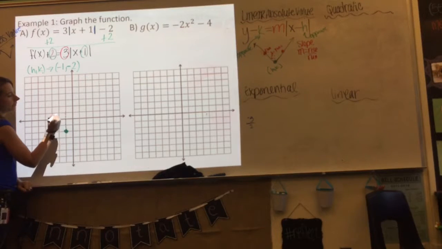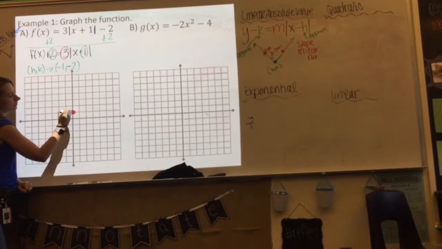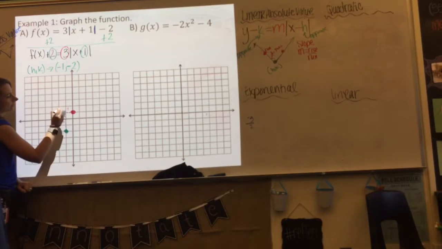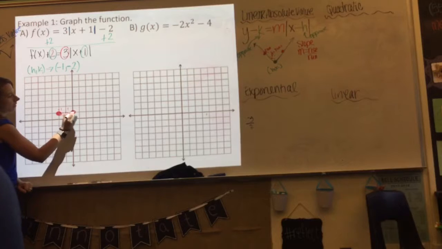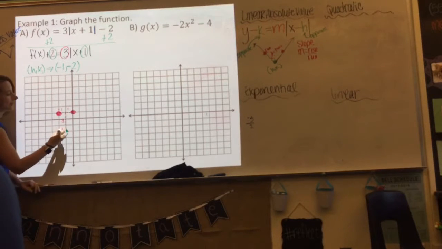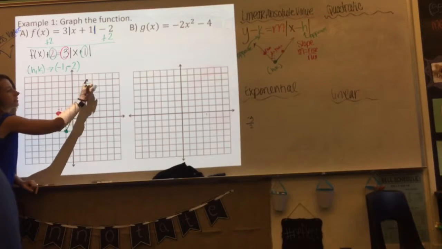Up 3, over 1, left or right? Right 1. Okay, and then what? To the left 1. And then what shape do I do? A V.